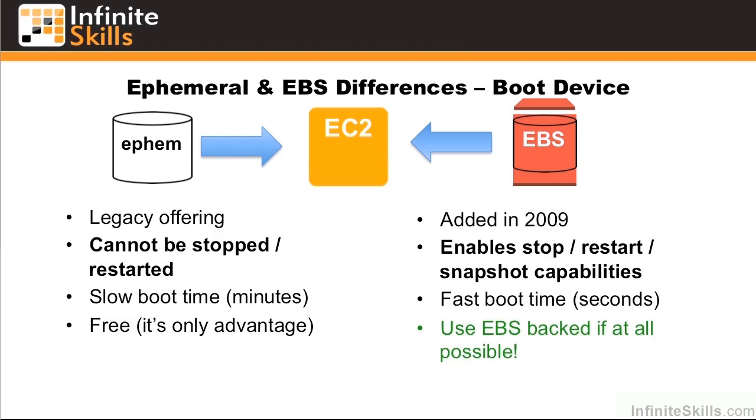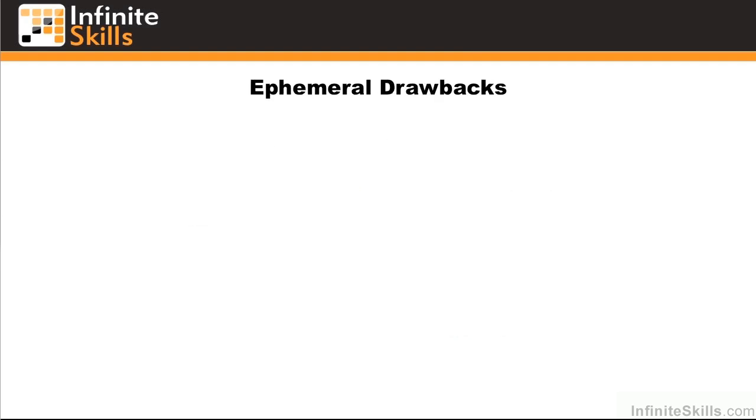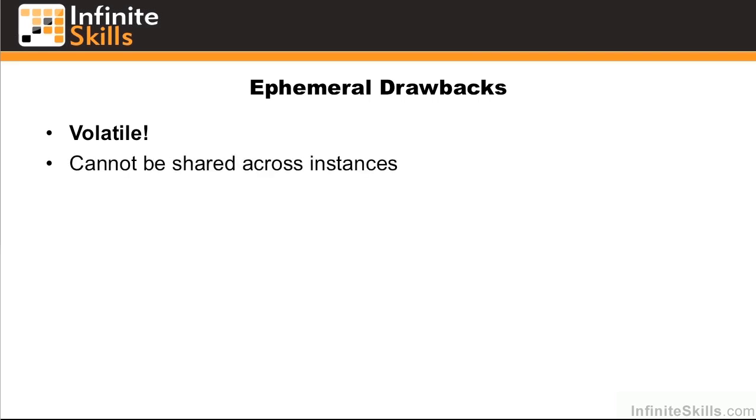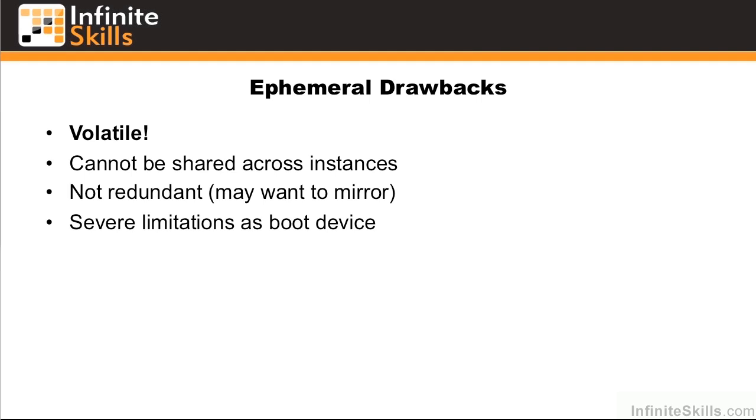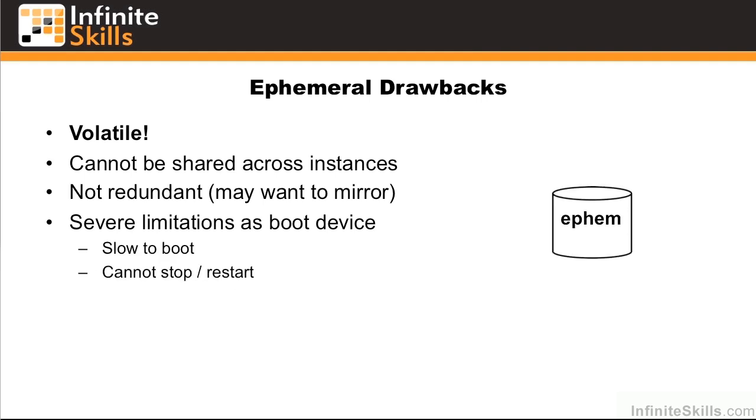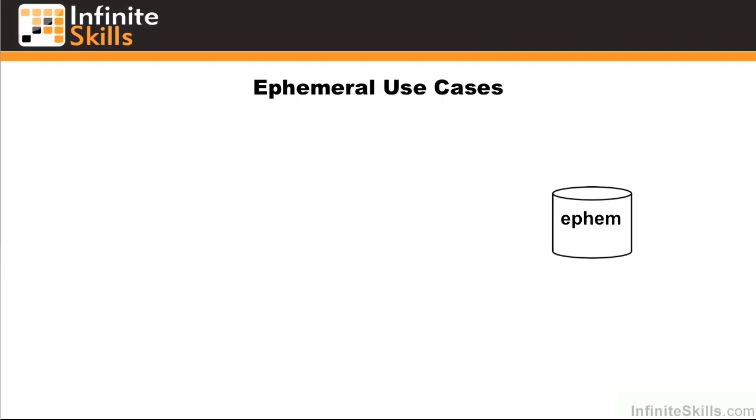If you're thinking of using instance store, you need to have a very good reason. Some of the drawbacks to ephemeral disk are that it is, number one, volatile. The disk goes away when your instance goes away. It cannot be shared across instances. It's tied to that single EC2 server. It is not redundant, and because of that, you may want to mirror multiple ephemeral disks together. There are severe limitations as a boot device. It's slow to boot. You cannot stop and restart it.